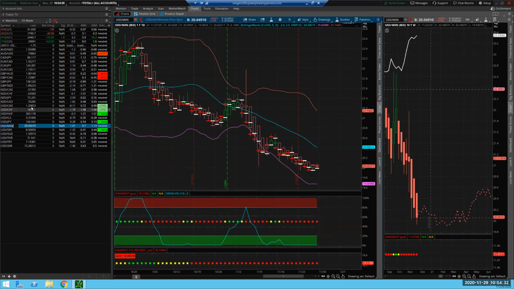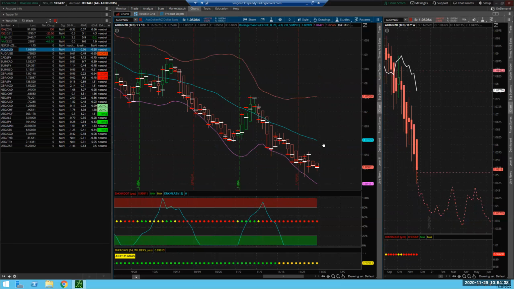If you're looking at shorts, let me focus on some of these shorts here. You can see the Aussie Kiwi right now, we've headed lower, it's continuing lower. So if you're in this trade, you want to stay in until you get that red dot turning over to green, if any of you are in that. What about the Aussie dollar, US dollar?